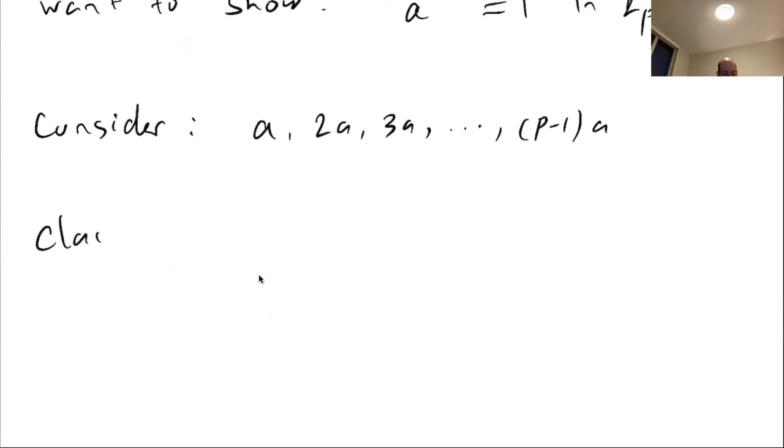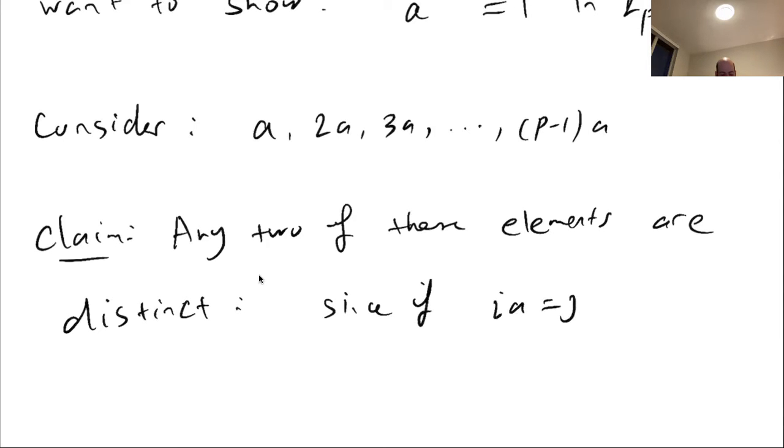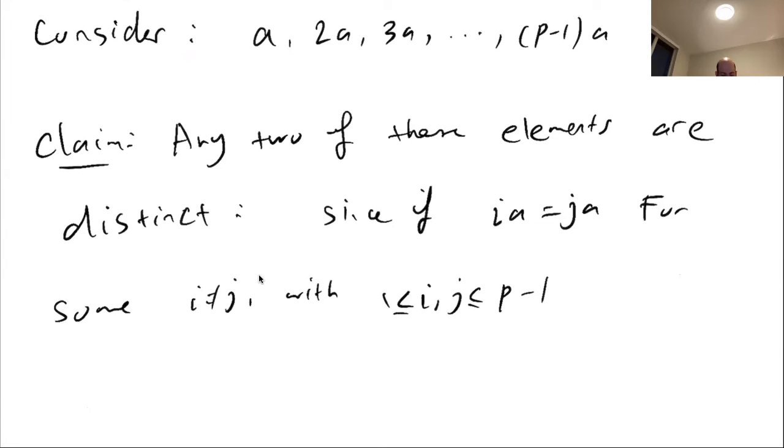So again, the claim is that any two of these elements are distinct. They're different. Any two of them that I consider are different. Why? Since if ia equals ja for some i not equal to j, with i and j both between 1 and P minus 1, of course again in ZP, every equality is in ZP.